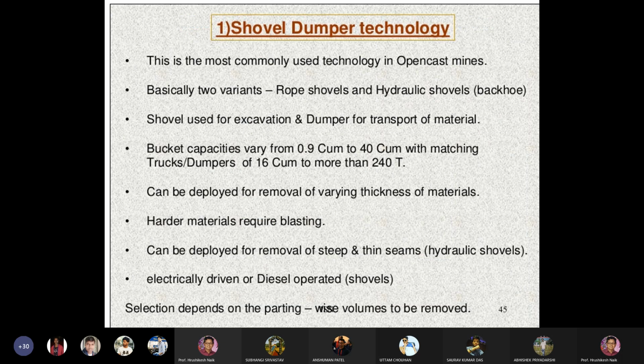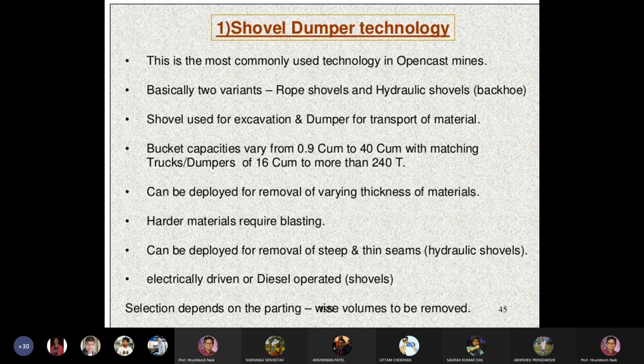So what is shovel dumper technology? This is the most commonly used technology in opencast mines. Basically, there are two variants. One is rope shovels and hydraulic shovels are also used. These hydraulic shovels are also called backhoe. Shovel is used for excavation and dumper is used for the transport of the material.